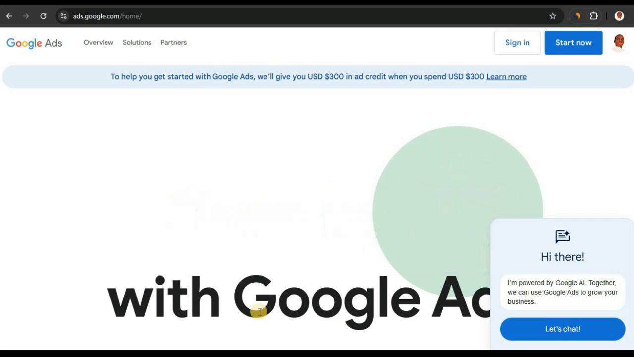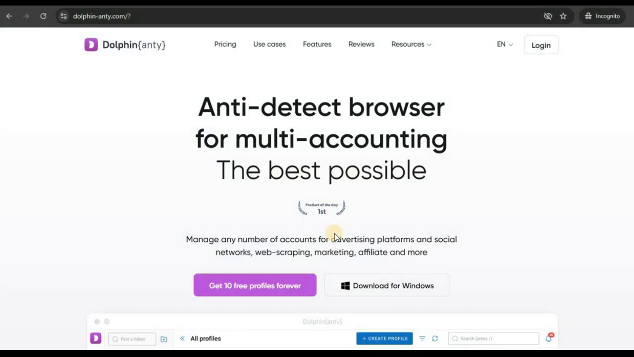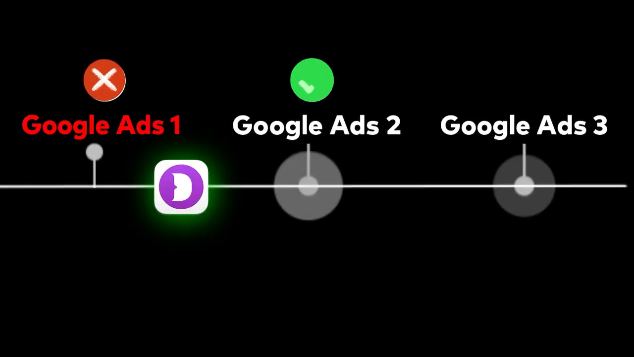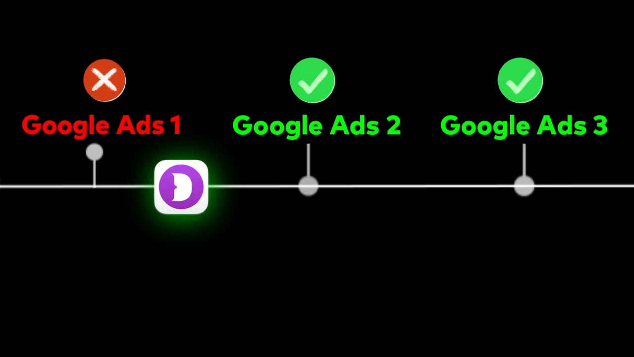So the first thing you want to do is to come over to this website right here called Dolphin Anty. Now what this website is, it's an anti-detect browser that helps you manage multiple accounts and stay organized. In case you get banned, you can go ahead and create another account without having any issues. And also, if you have multiple ads accounts, you want to use this software, so in case one account gets banned, it's not going to create a chain reaction that's going to affect and ban your other ads accounts.